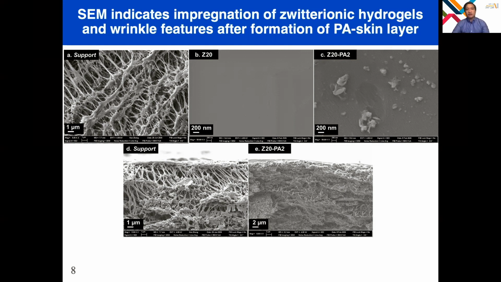The cross-section SEM image indicates that the porous supports were fully filled with the hydrogel due to the great compatibility between the solution and the support. I should note that we cannot distinguish the polyamide layer from the hydrogel, though we expected it to be less than 250 nanometer because of our short reaction time of only 5 minutes.